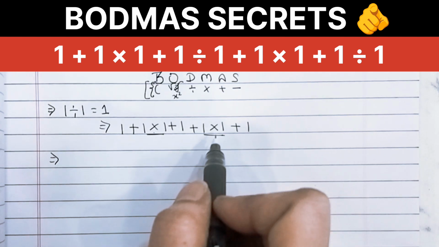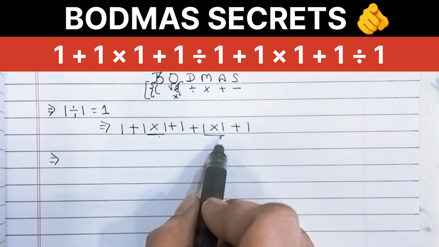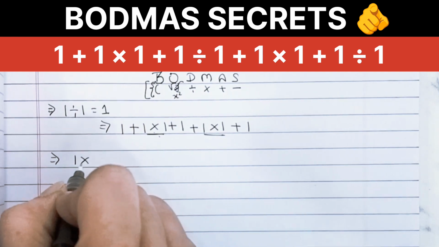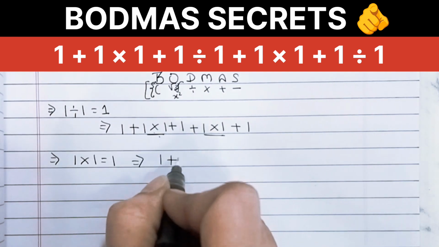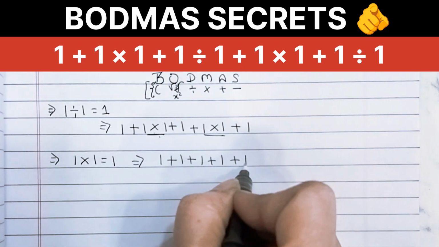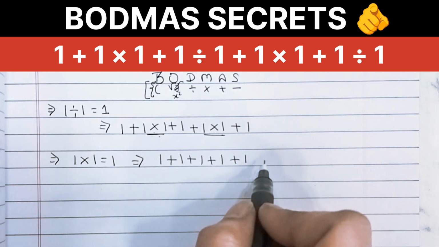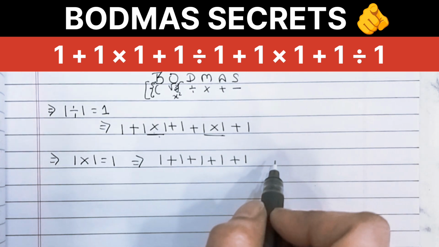So now the second step, multiplication. Next we perform the multiplication operation. There are two instances of multiplication, 1 times 1, 1 times 1. So now 1 into 1 is equal to 1 and the expression becomes 1 plus 1 plus 1 plus 1 and then plus 1. According to this, BODMAS says multiplication is performed after the division but before addition.